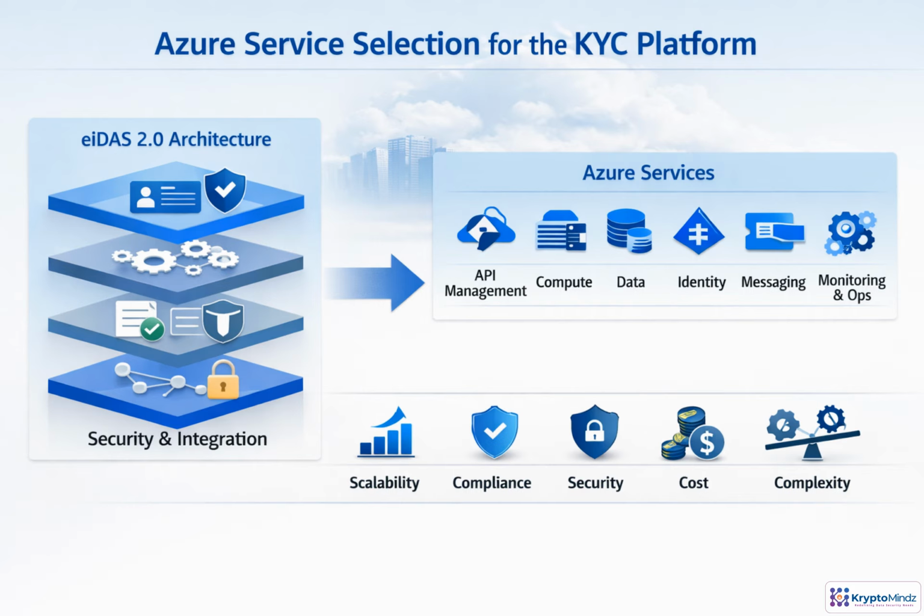In this module, we'll take the eIDAS 2.0 wallet-based onboarding model and turn it into a concrete Azure architecture. We'll choose services for APIs, compute, data, identity, and messaging, while balancing scalability, compliance, security, cost, and operational complexity.